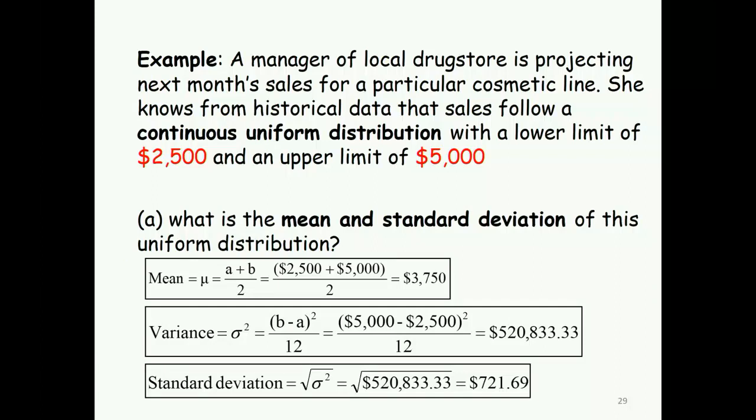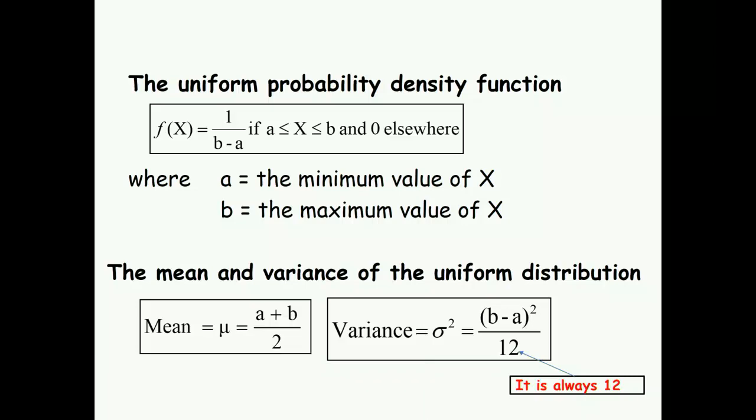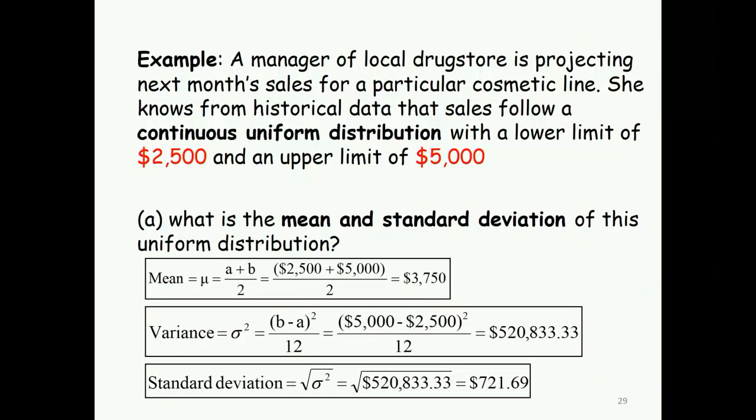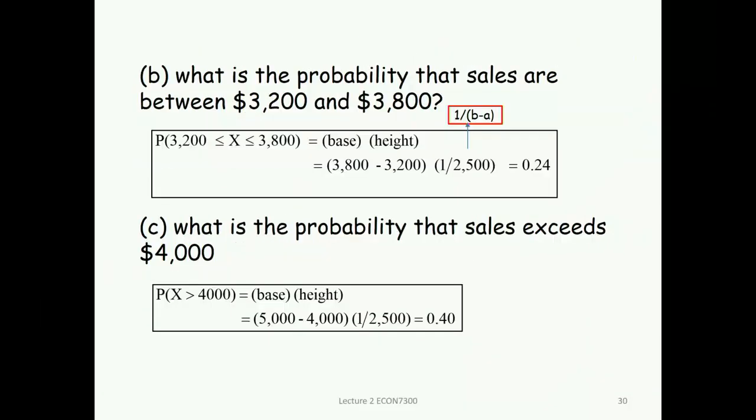I don't need to do this example. This is A, this is B. The calculation of mean and variance is very simple, so I leave that to you because the formula is already given. We know this is A, we know this is B. What is the height? The height is 1 divided by 5,000 minus 2,500. So 1 divided by B minus A would be the height. So I don't need to do it here.